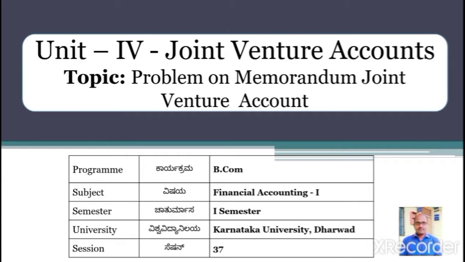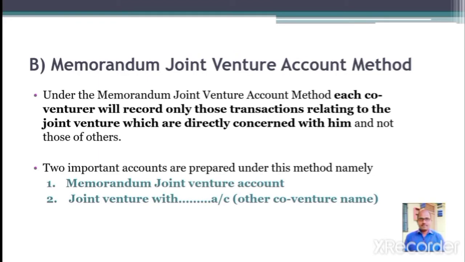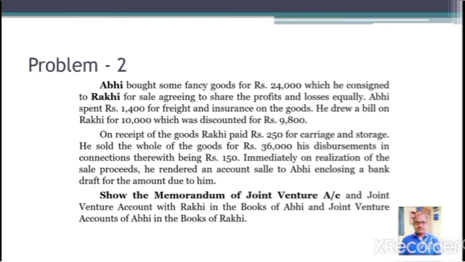In this session, we will discuss a problem on Memorandum Joint Venture account. Under Memorandum Joint Venture account method, each co-venture will record only those transactions which are relating to joint venture account which are directly concerned with him. The main two accounts which are prepared under this method are Memorandum Joint Venture account and Joint Venture account with other co-venture. This is a problem on Memorandum Joint Venture account method.